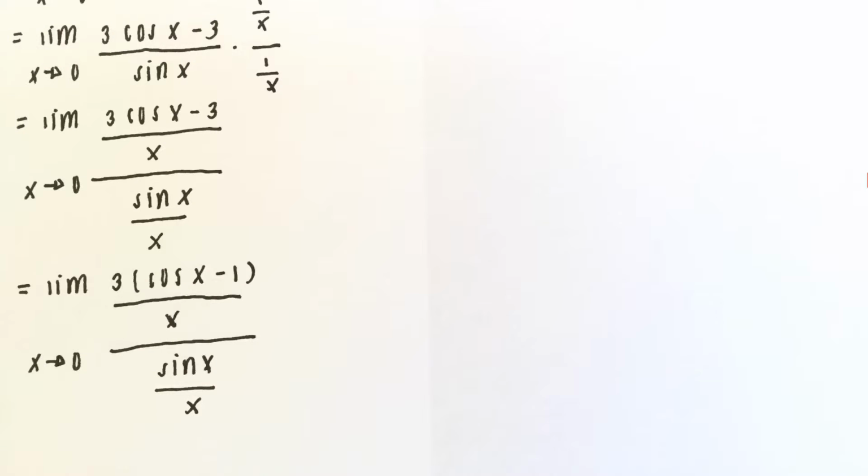Factor of 3 cosine x minus 3 all over x has a common term. So we can actually factor out 3, making the numerator 3 multiplied to quantity cosine x minus 1. For the denominator, you can see that it is already similar to the rule mentioned. The argument of sine is similar to its denominator, so we don't have to manipulate it any longer.